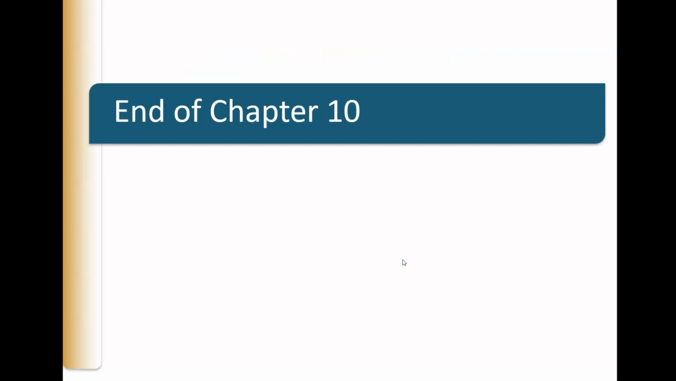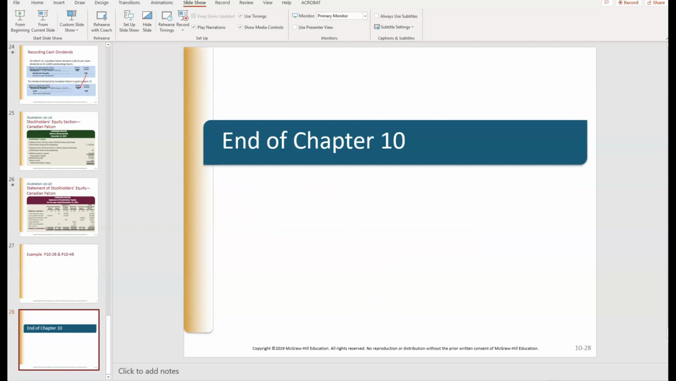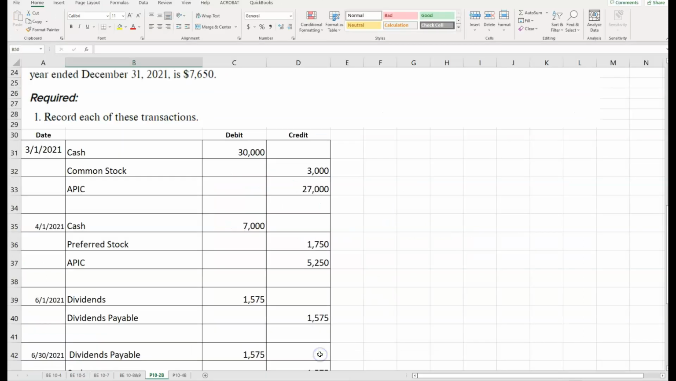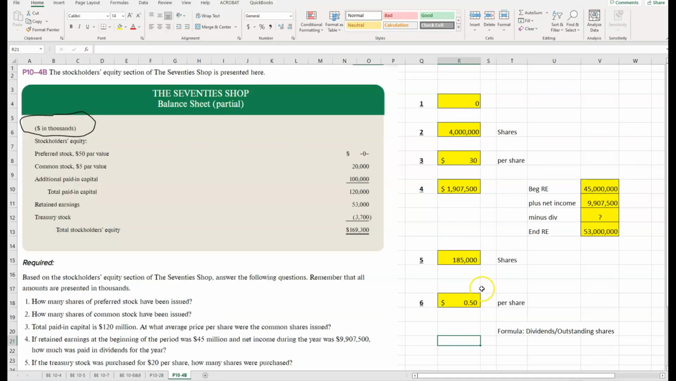Last example is this one. This is the stockholders' equity of the 70s shop. What I want you to first look at is, this says in thousands. That means all of these numbers need to have 3 zeros added to them.